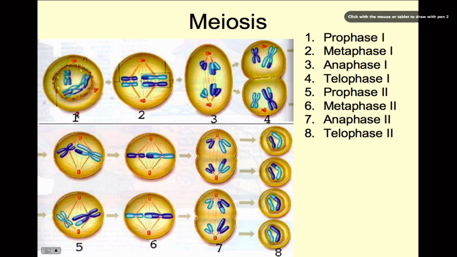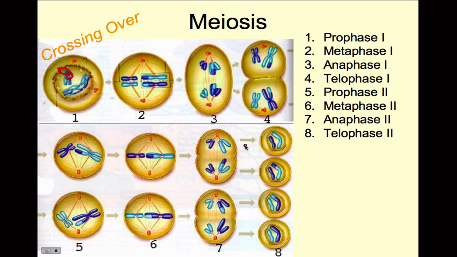So the first phase is prophase 1. And this is not all that much different than prophase in mitosis, but the chromosomes have paired up here. You can see them, they're pretty well defined. The nuclear envelope is breaking down, but something else is happening here. Something very important is happening here, and it's called crossing over. And what that means is that small pieces of the sister chromatids are trading places.